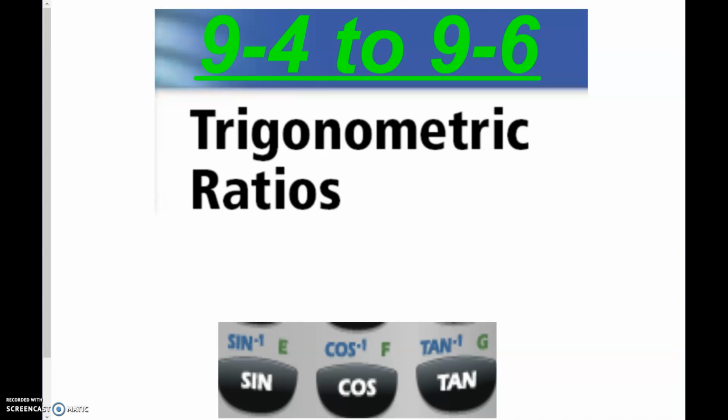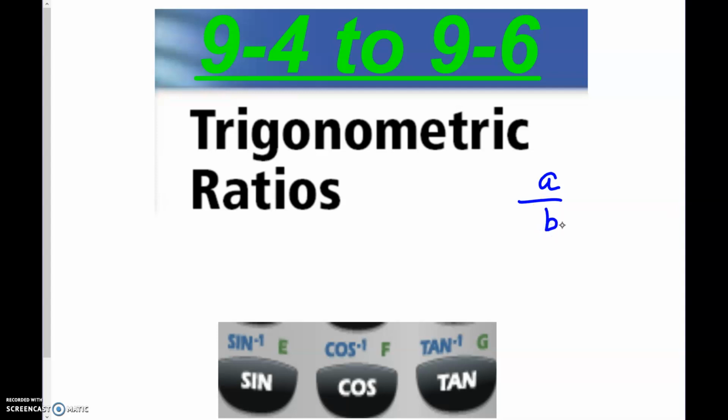Today we are in chapter 9 and we're going to be talking about lesson 9-4, 5, and 6. So we're going to do some introduction here on trigonometric ratios. So ratio, remember, is always going to be a comparison of two things, something like A over B.